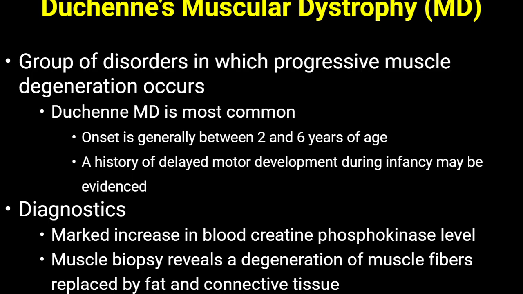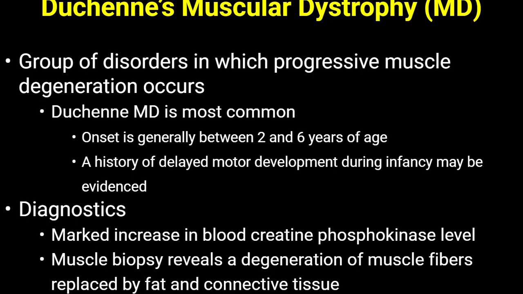Management focuses on corticosteroids such as prednisone or deflazacort to slow muscle deterioration, physical therapy to preserve mobility and prevent contractures, occupational therapy to maintain independence, respiratory support, including cough assist devices, and eventually ventilatory support if needed, cardiac monitoring and treatment, nutritional support, and psychosocial support for both the child and family.